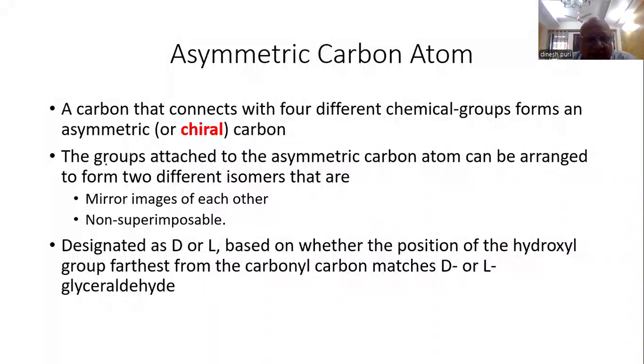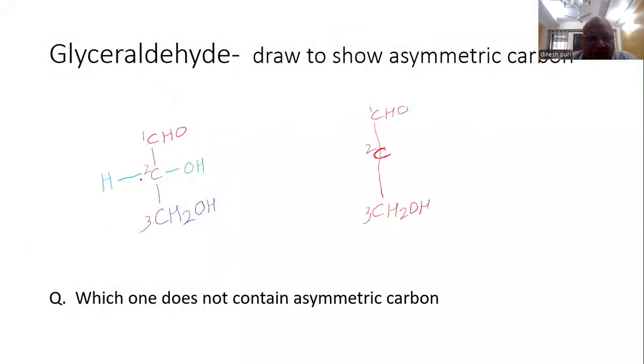Now, the second statement: the groups attached to an asymmetric carbon can be arranged to form two different isomers that are mirror images of each other. Let us see, if the OH comes on this side, H here, these two are mirror images of each other. All right. So this is called the L form. This is called the D form. These two mirror images of each other are also called enantiomers.